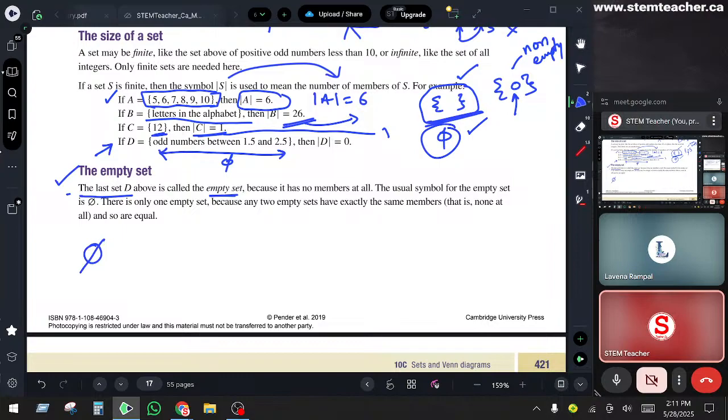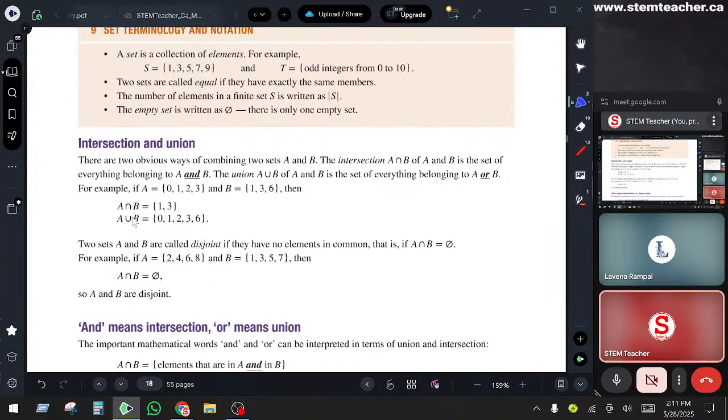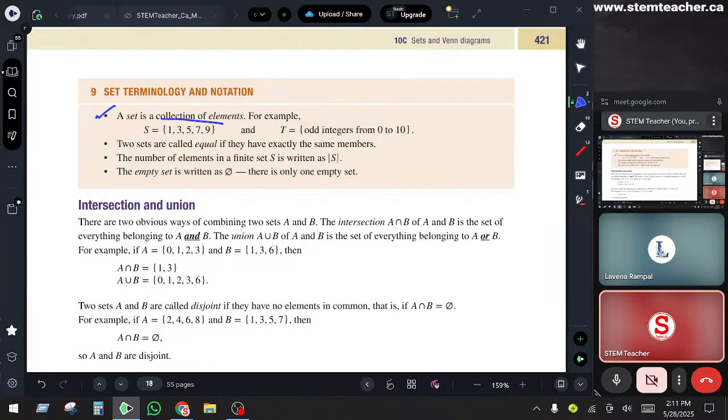Okay. There is only one empty set. See, because two empty sets have exactly the same members, meaning none are there. So that's why it is an empty set notation. And similarly, you can write how many elements here? 5 elements. It is the same repetition.